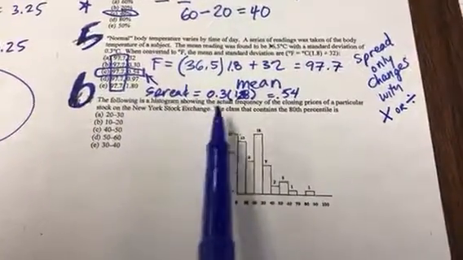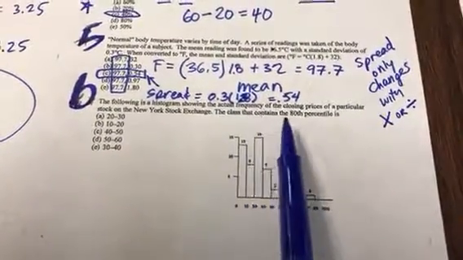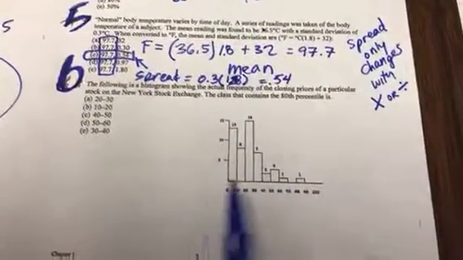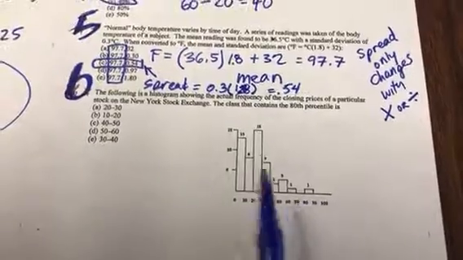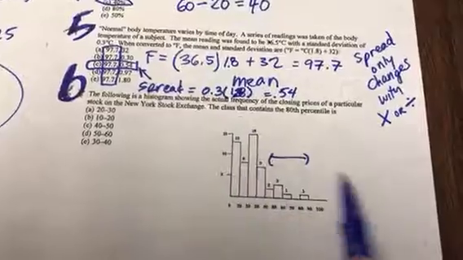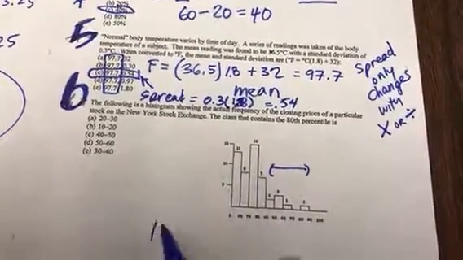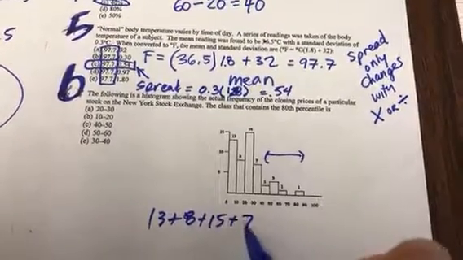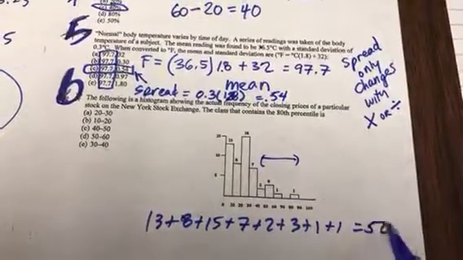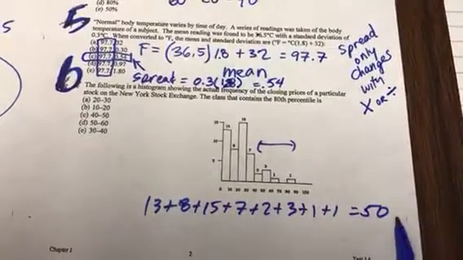Last but not least, the following histogram shows frequency for the stock exchange. The class contained the 80th percentile. So what you need to know is where the 80th percentile is, or the last 20%. So it's somewhere over here. Let's add these up. I get 13 plus 8 plus 15 plus 7 plus 2 plus 3 plus 1 plus 1, and I get 50. So 50 is 100% of the data.